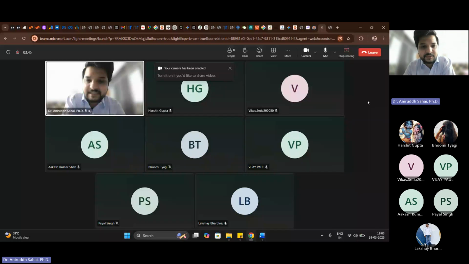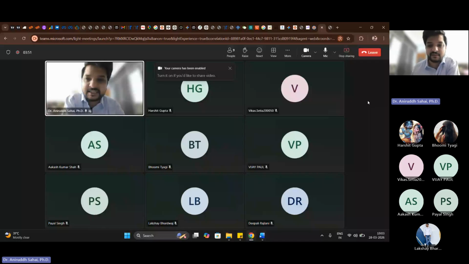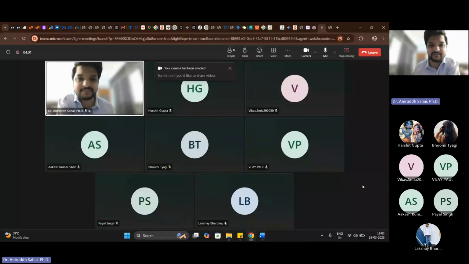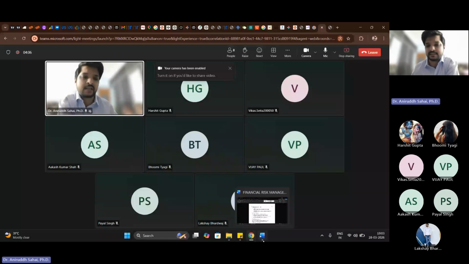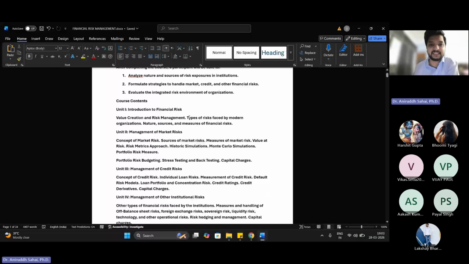This subject is known as financial risk management. I'll be teaching you FRM, and I'll also be sharing this other paper, fixed income securities, with Manisha madam. We have a class tomorrow for fixed income securities. We'll continue with that in the offline class, but today the focus will be on financial risk management. The syllabus I told in the first class, I'll repeat once again. This is the main syllabus.